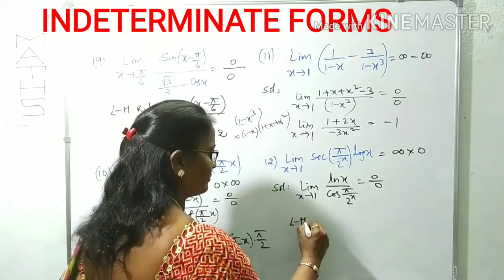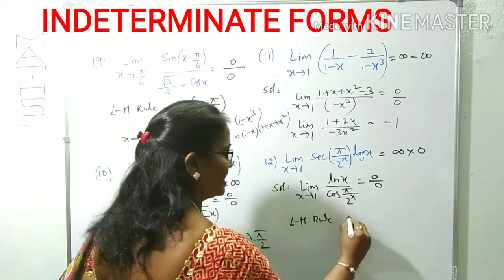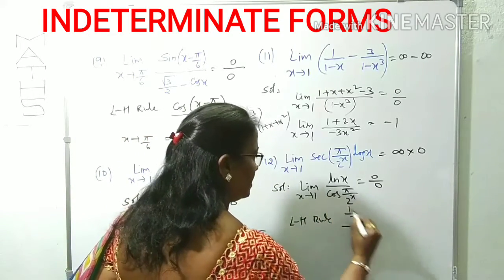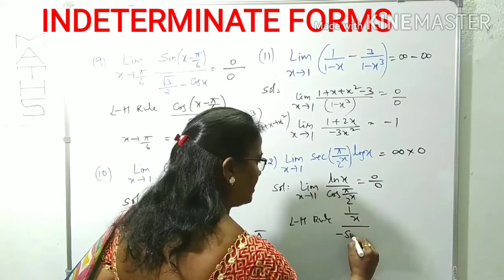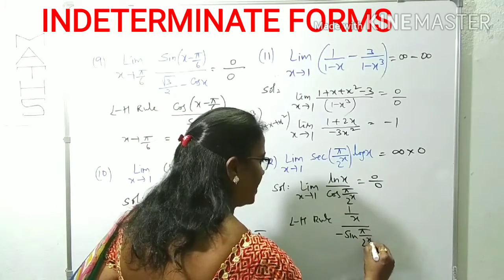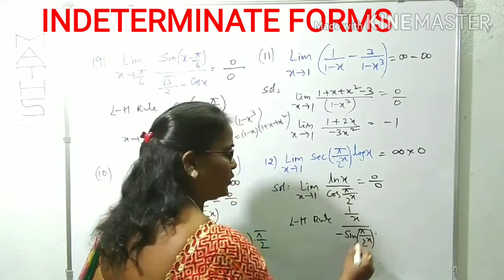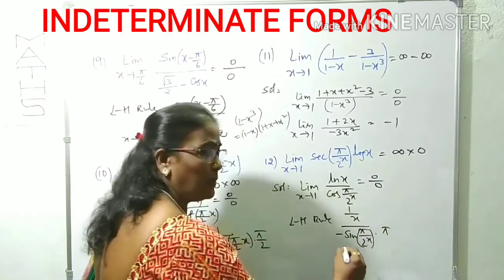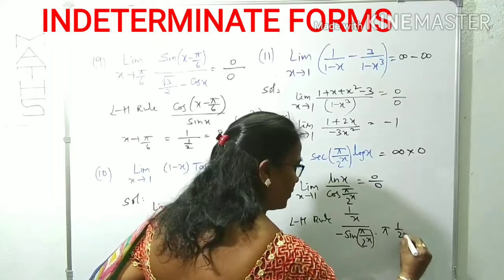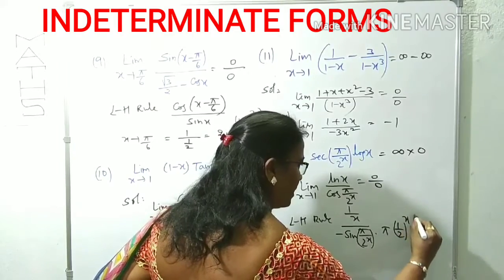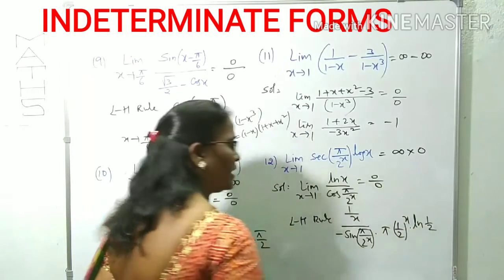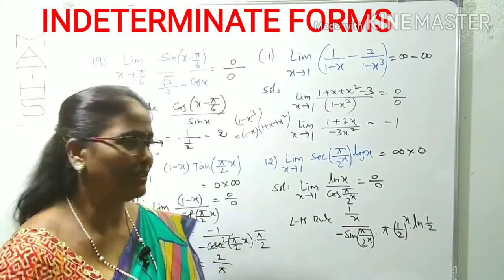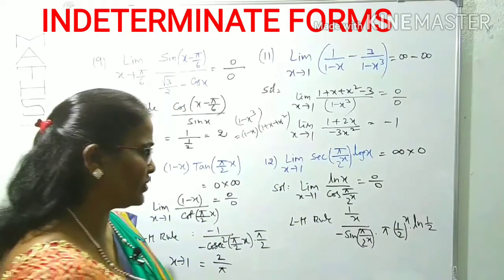Yes, log x derivative is 1 by x. Cos derivative is minus sin of pi by 2 power x into the derivative of pi by 2 power x, pi into 1 by 2 power x, we can write 1 by 2 power x into log of 1 by 2. You know a power x derivative is a power x into log a. That is what is used here.